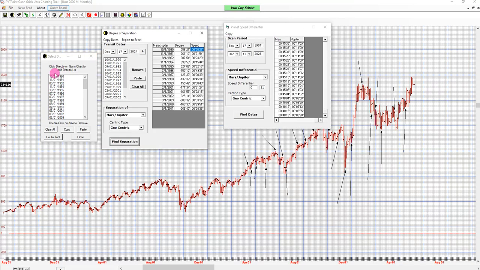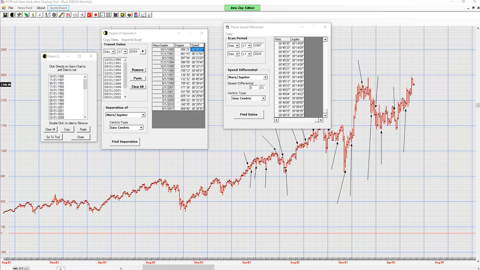So I copy and paste my selected dates into the degrees of separation tool. It gives me a list which you can then export to Excel, which I've done. And then when I sort through that list, I found out that there were certain pivots that were tied around a 31-minute speed differential, and I was looking at Jupiter and Mars.